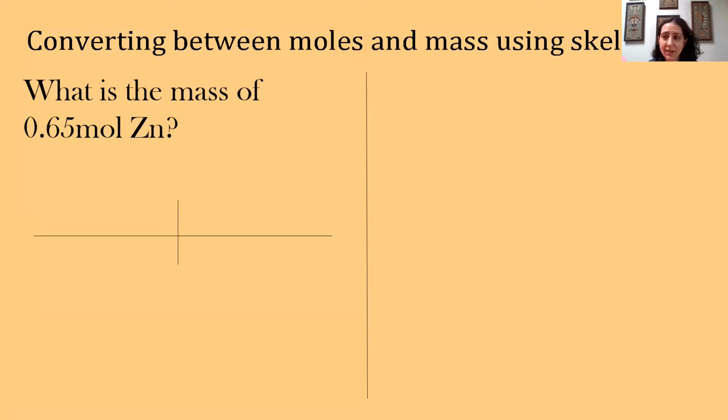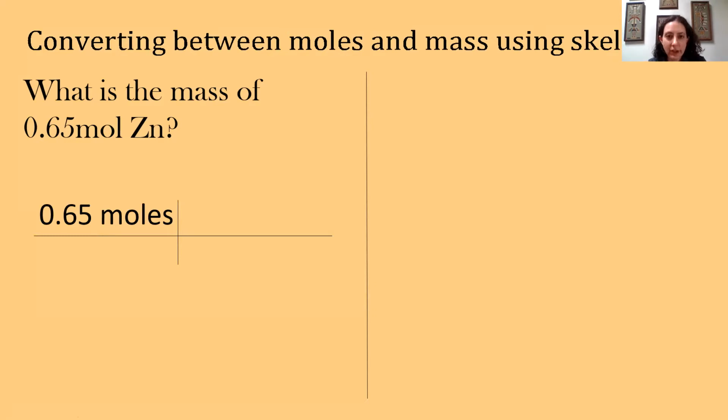So let's set up our skeleton. For this one, it's just going to be one step. So we've got a place to put our first number and a place to put our equality. The first thing we're going to do is put 0.65 moles. You always need to include units. That's really important. Now, instead of moles, you could put MOL. That's the abbreviation for mole. I don't know why, we just cut out the E. It's not that abbreviated, but there you go.